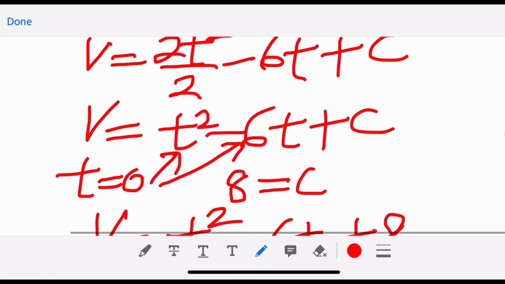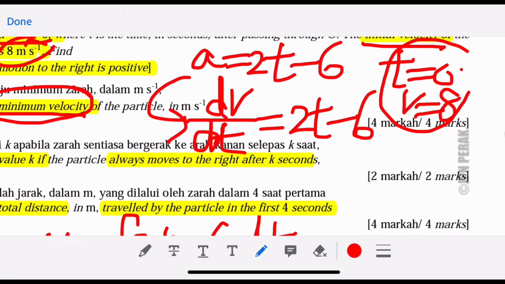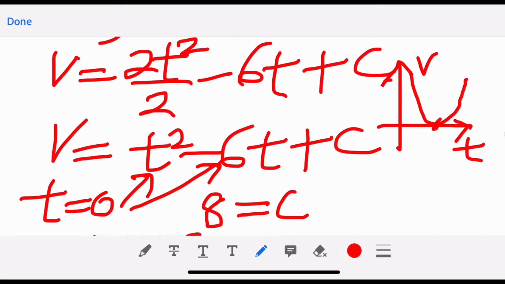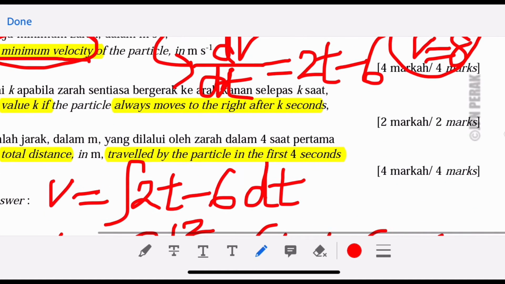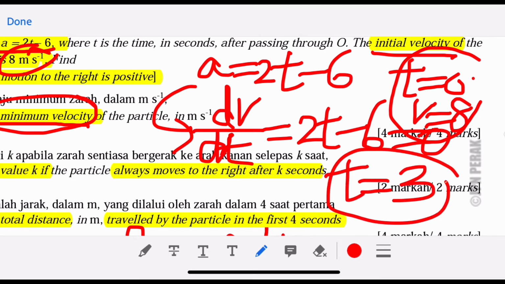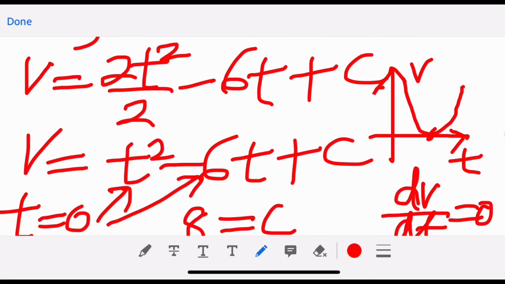Right, so the minimum velocity, the question is asking you, what is the minimum velocity? In order to find minimum velocity, you must know that velocity is minimum if you sketch a function like this. This is a velocity function, it happens here, minimum, lowest. This is v, and this is t, right? So if it is the lowest, its dv/dt must be 0. That means acceleration is 0. Let's go to acceleration and let it be 0. So t is 3 seconds, 6 over 2, right? At 3 seconds, the velocity will be minimum.